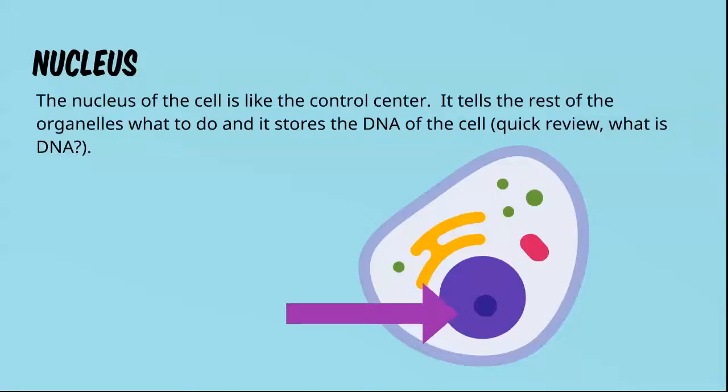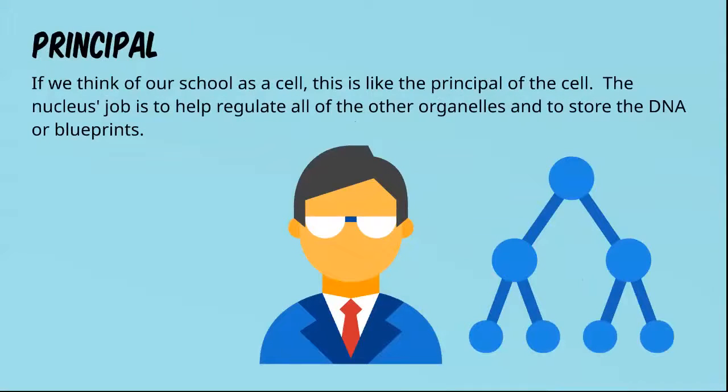And so this is kind of a loose diagram of a cell, but that big circular thing in the center is the nucleus. And fun fact, inside of the nucleus is the nucleolus. The nucleolus is a lot like the principal of the cell. If we think of our school as a cell, this is the principal of the cell.